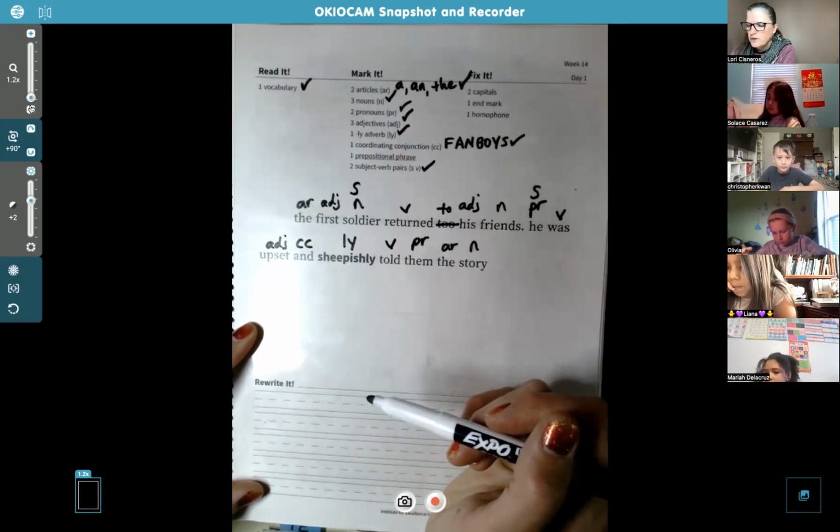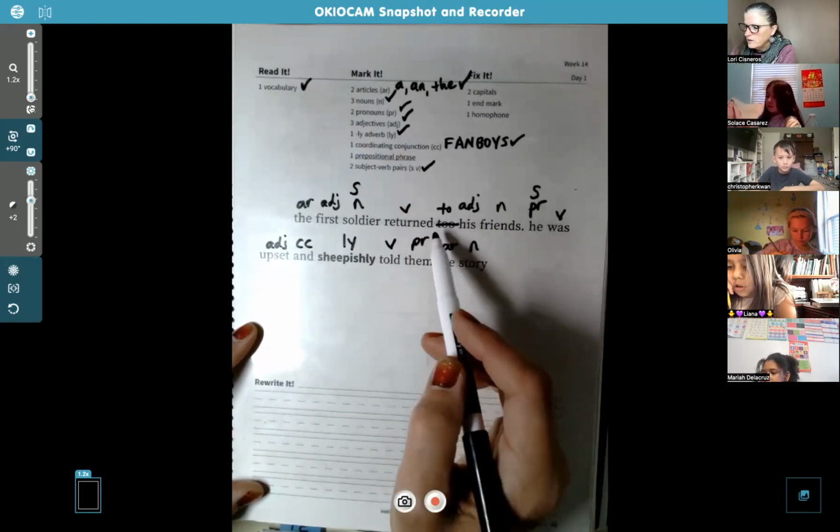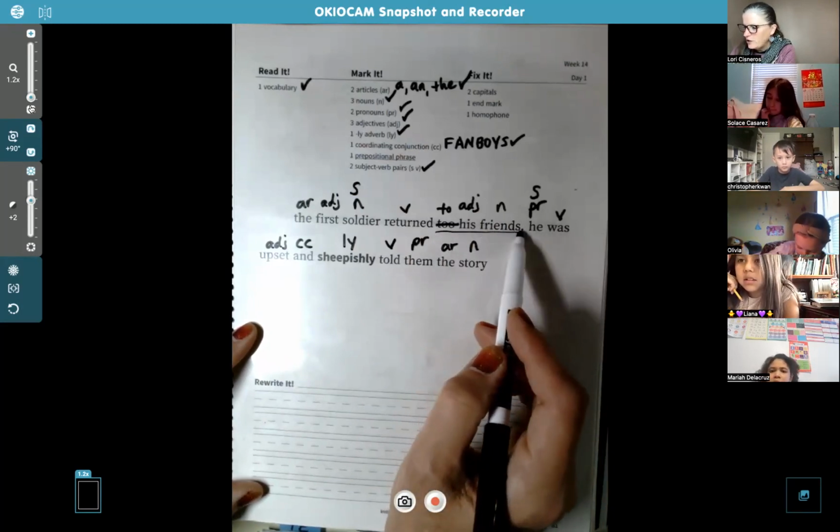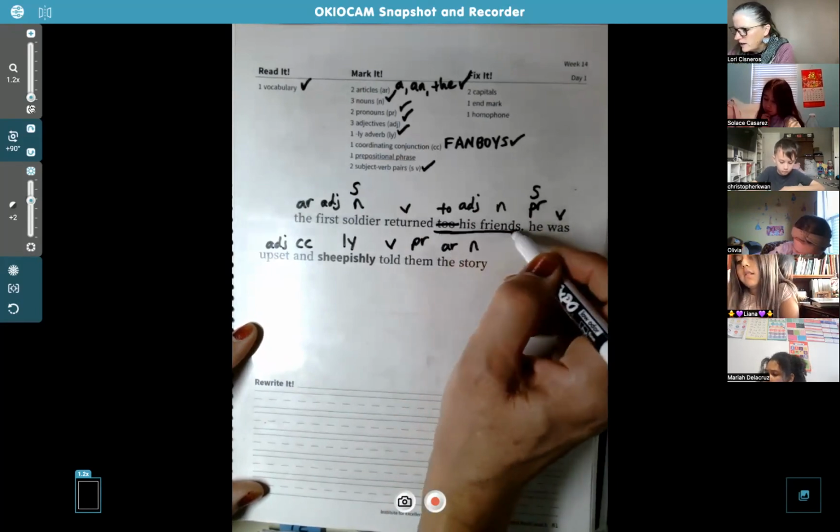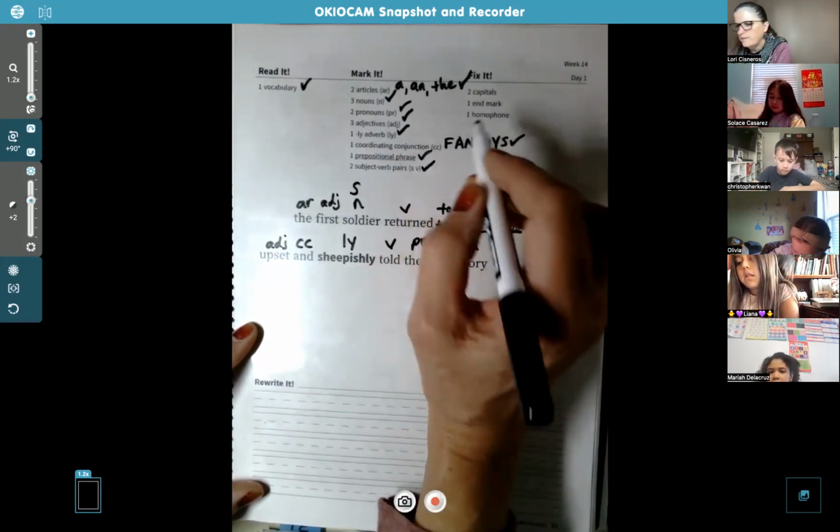Starts with "to," stops on the first noun. To his friends? Yes, good. To his friends. Right here. That's the prepositional phrase. Good job.